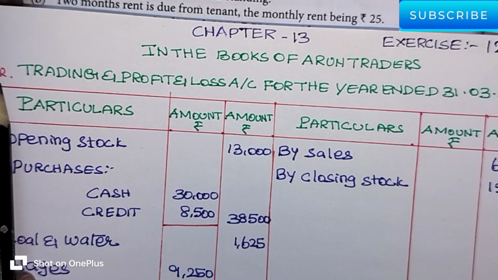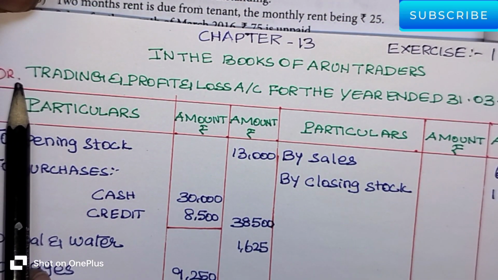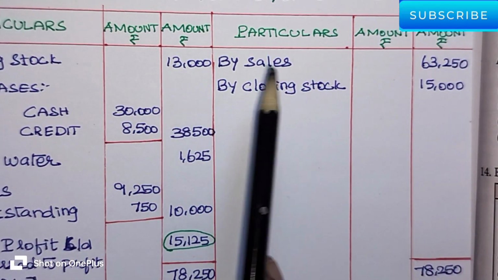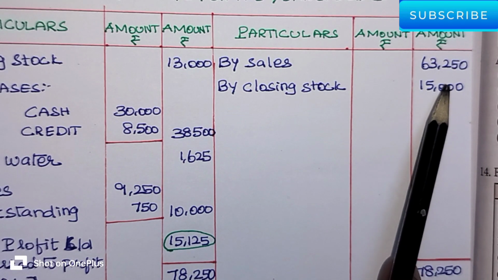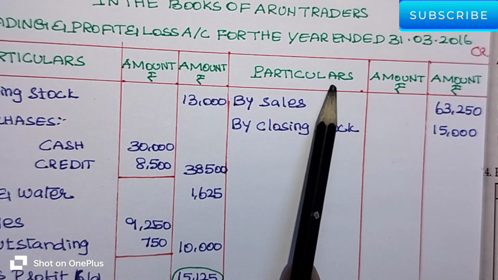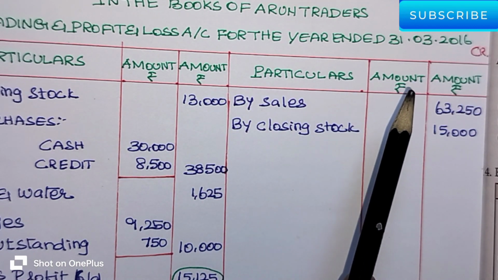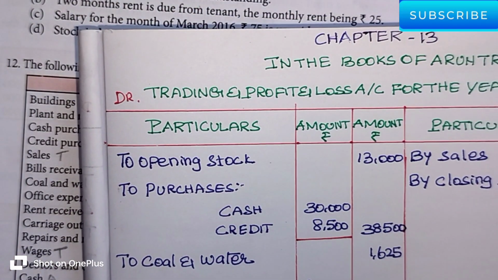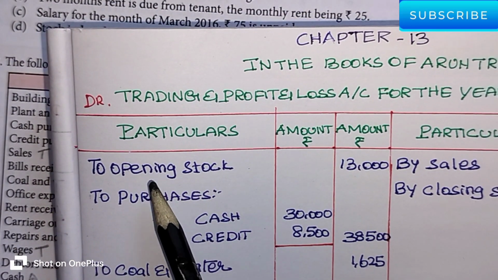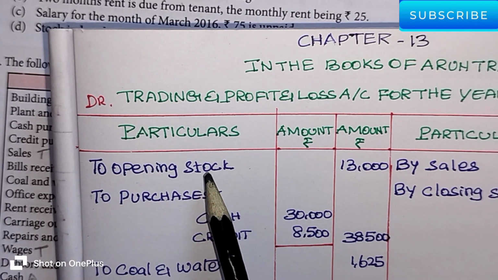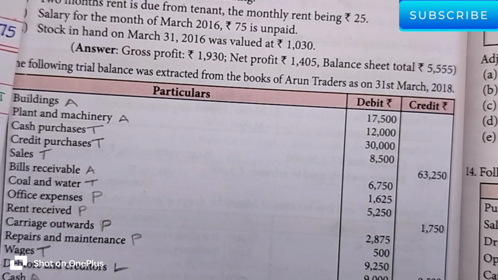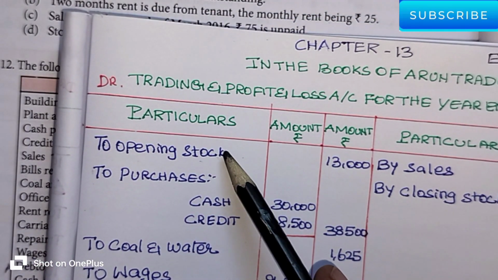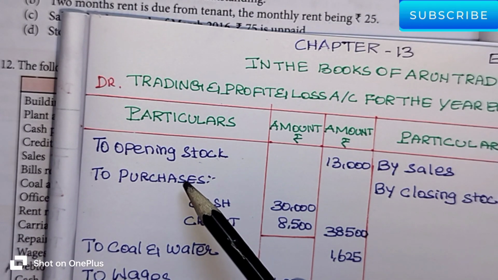They have two sides, debit side and credit side. Each side has 3 columns: particulars and amount. Always we start with the trading account. On the trading account we always start on the debit side with opening stock. The opening stock amount is 13,000, which we have entered here.